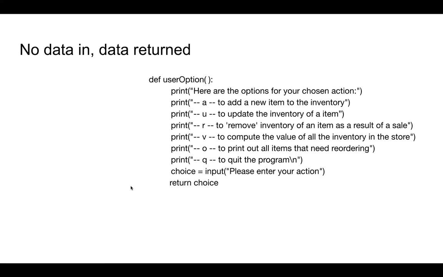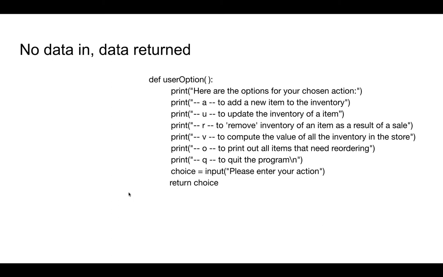Next, we'll define a function that has no parameters, so it receives no information, but it does return information. You would use a function like this to perhaps display a menu, as we did earlier, and also get the user's choice and return it to the calling program.